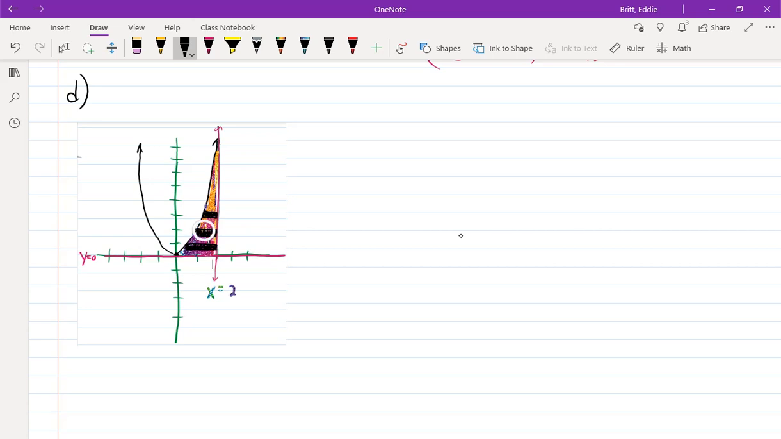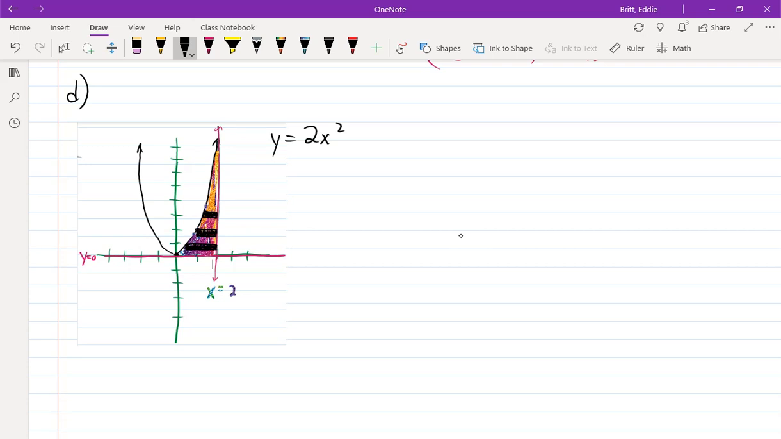The problem is I need to know the height of each one of these rectangles. And since I have multiple curves here, I'm going to need to figure out the height by looking at the equations. Well, what were our equations? We were given one equation. It was y equals 2x squared. Well, I'm not going to use that equation written like that.